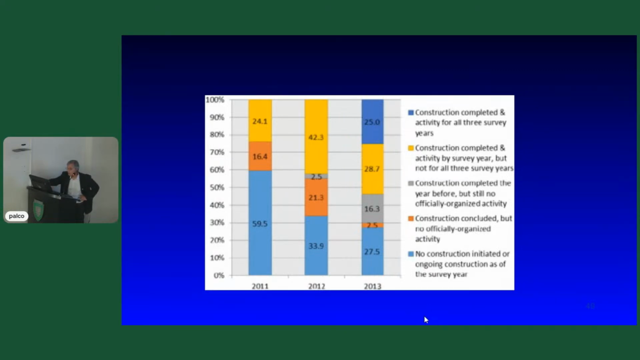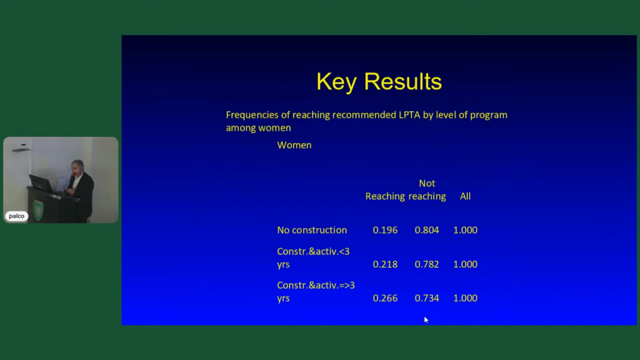Their construction was completed and activity was done by the surveyor, but not for all 3 successive years, only the first year. So by the third time we measured, 3 years later, 25% of the places had construction completed way back and activities going on for 3 years straight. So you'd expect the most effect coming from those, and that's what it was, most of the effect. I have more detail than that, but that's at least a classification of the typology of implementation. You can see, okay?